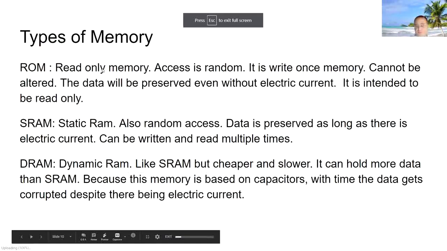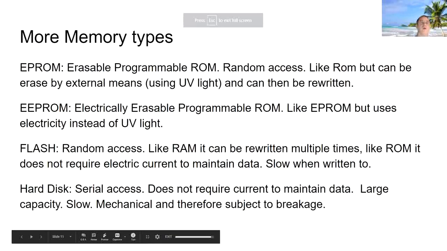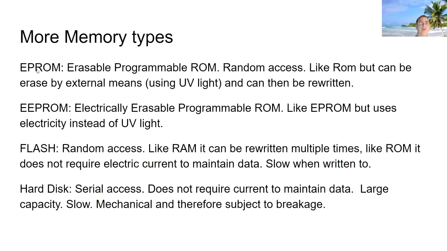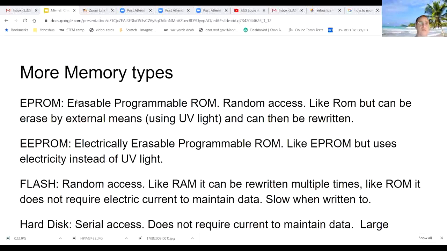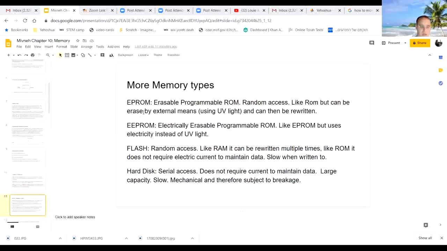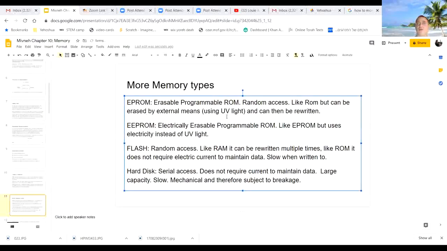Okay. So when we talk about ROM here, we also have EEPROM, which has the word ROM in it because it's a kind of ROM. And it's special. That was the most basic ROM we talked about. But there's erasable programmable ROM, which is read-only, but can be erased by external means using ultraviolet light, and then it could be rewritten.